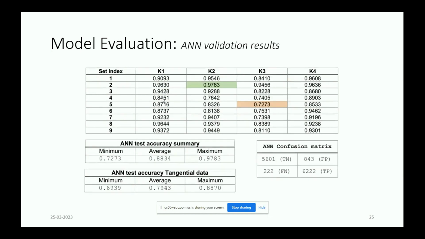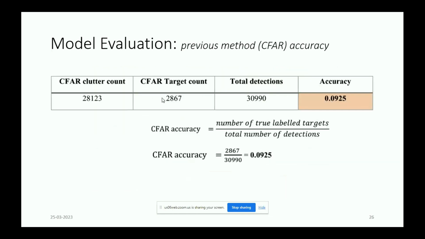And this is for the ANN validation, where we got the average accuracy of 88%, and on tangential data it dropped to 79%. And also from our data, where all the detections were there, we can also find out the accuracy of our CFAR, which is the ratio of the number of true label targets to the total number of detections. So this was coming around 9%.